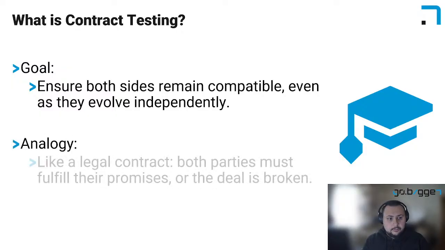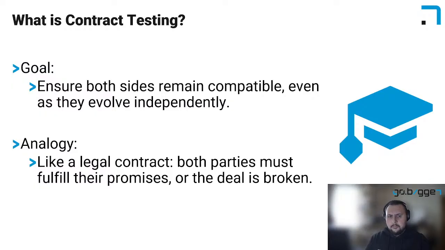An analogy could be a legal contract. Both parties must fulfill their promises. If the promise is broken, the deal is broken in itself and the contract is void. Same deal with the contract testing. If one side, be it the request or the response, differs from the contract, we have a broken deal and it will not work out anymore. That's the basic gist of contract testing.